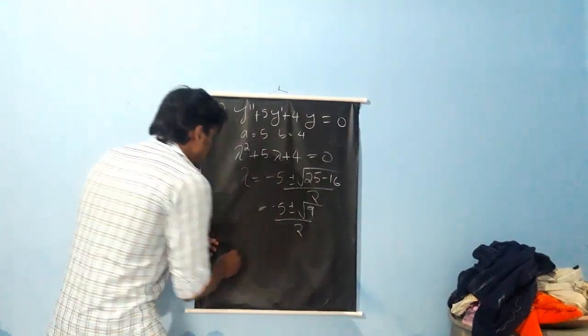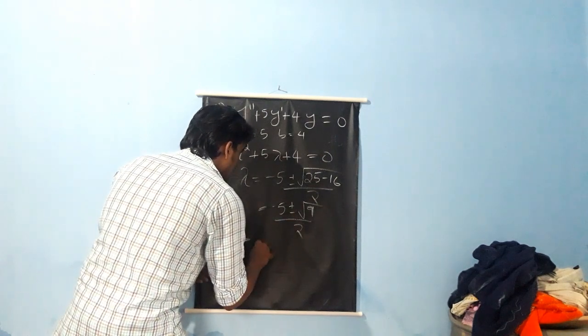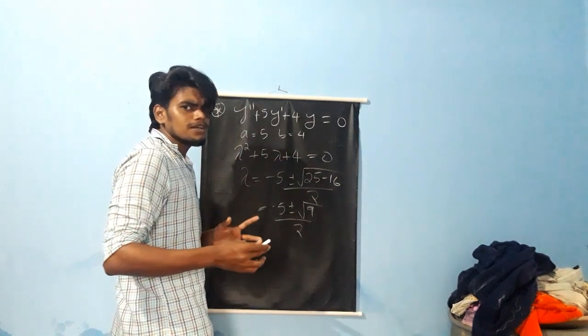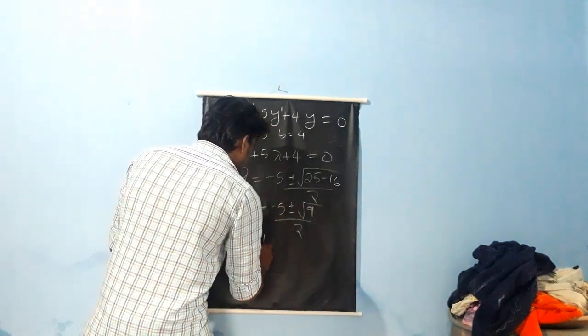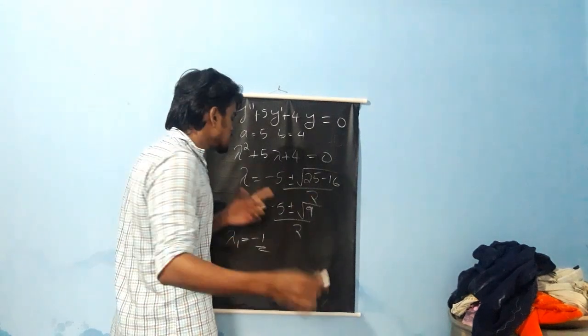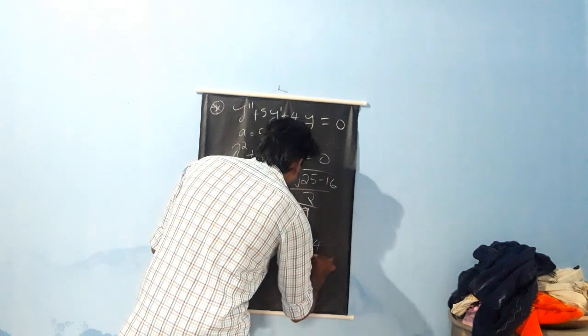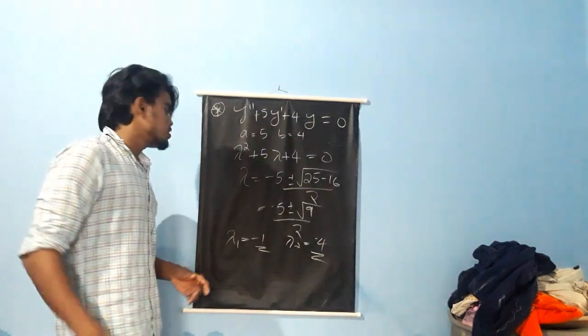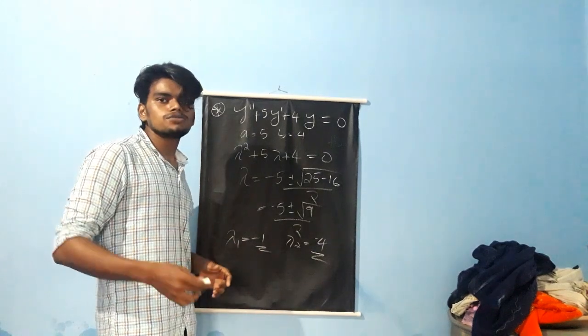3 over 2. That will be lambda 1 is equal to minus 5 plus 3 over 2, which means minus 5 plus 3, that's minus 2. Minus 2 by 2 will be minus 1, and minus 5 minus 3, which means minus 8 by 2, which will be lambda 2 is equal to minus 4. So we have two lambda values, lambda 1 and lambda 2. Lambda 1 is equal to minus 1 and lambda 2 is equal to minus 4.